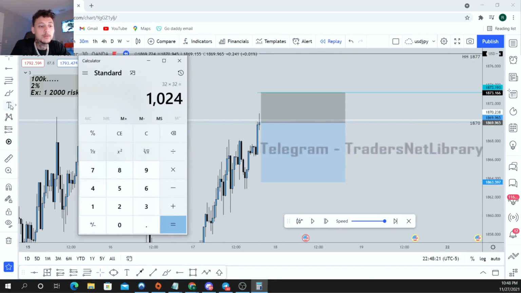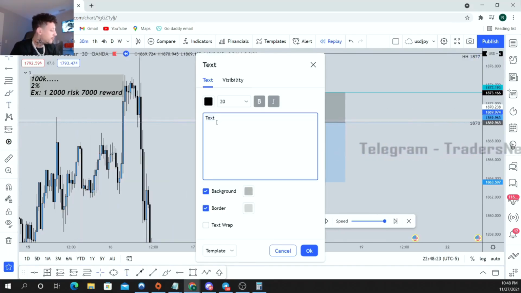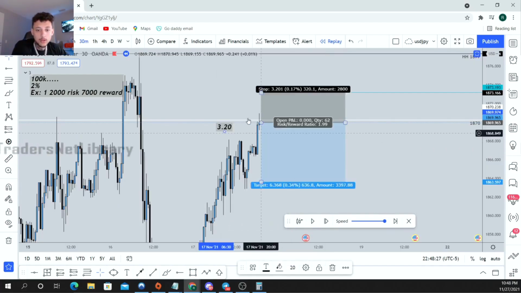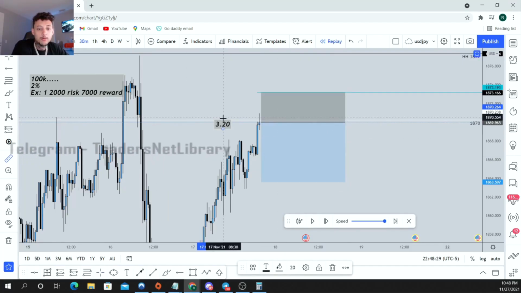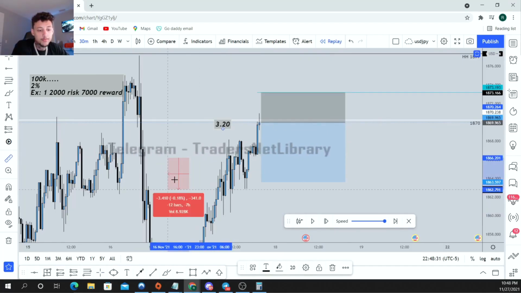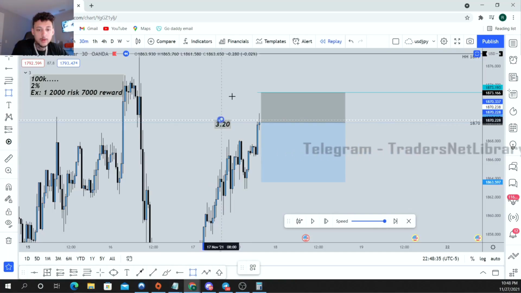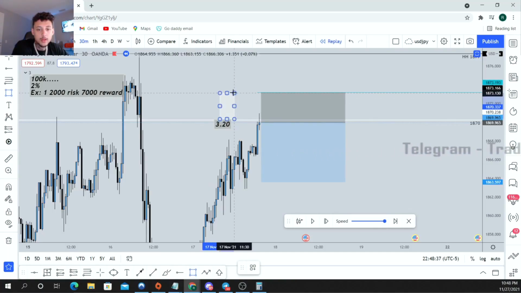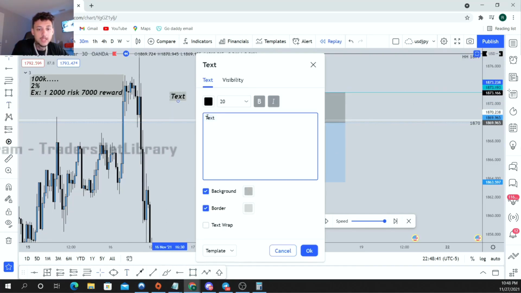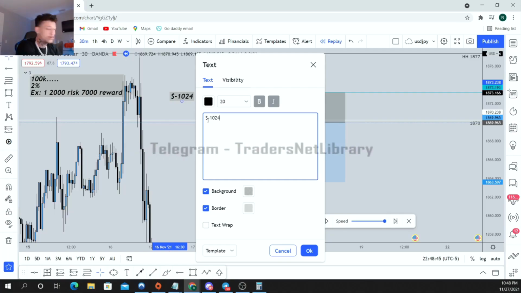So what I'm going to do is sell my first position for a 3.20 lot, which is going to be, remember, from this point here to this point, I'm going to lose a maximum of 1024.